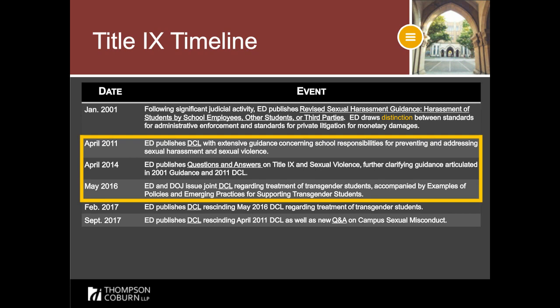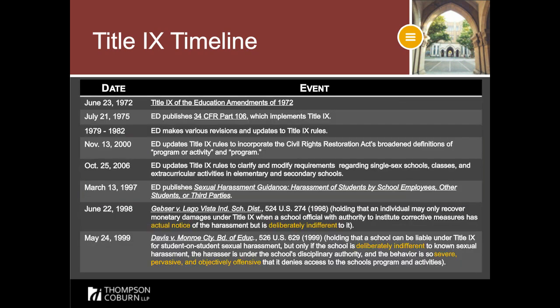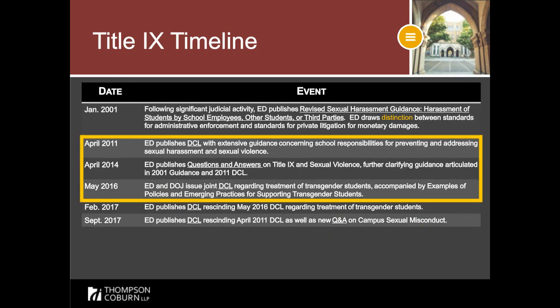So in 2001, the U.S. Department of Education put out a new significant guidance document taking into account those two decisions that we just mentioned on the prior slide. So that was Gebser and Davis there at the bottom. The department put out this revised guidance in 2001, and one of the things that they commented on specifically at that point in time is that they were drawing a distinction between the standards for administrative enforcement and standards for private litigation for monetary damages.